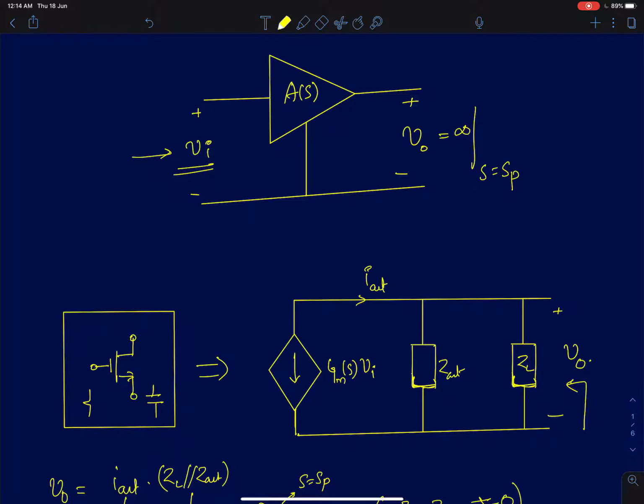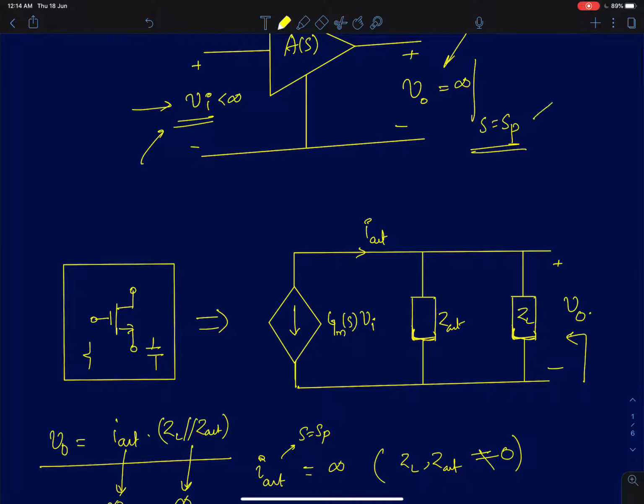When you apply a finite input, which is less than infinity, at some value of s equal to sp, where sp happens to be a pole of the system, your output will become infinity. So that's the mathematical definition of a pole. Now we'll try to use this condition to find poles in a MOS amplifier circuit.